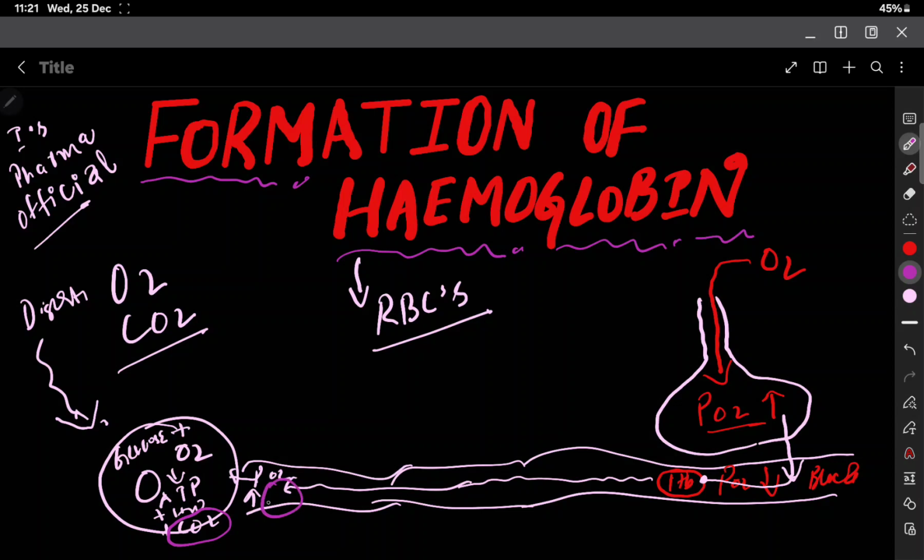The RBC here will bind to the carbon dioxide, and then it will go to the lungs. Again, here the partial pressure of carbon dioxide is high, here the partial pressure of carbon dioxide is low, so carbon dioxide will move out of the lungs by expiration. So this was inspiration, this is expiration. This is the function of hemoglobin, how hemoglobin functions in our body.